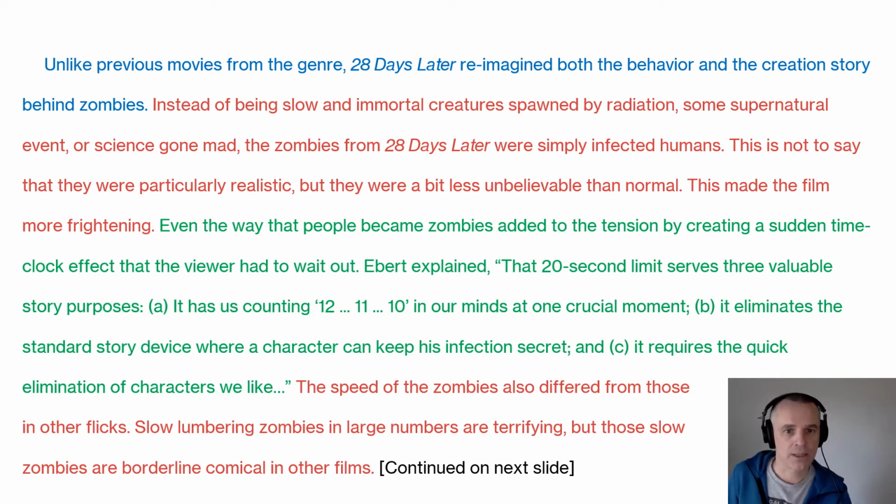The second few sentences are in red because that's concept development. This isn't evidence. This is just me, the writer, explaining the concept I'm trying to prove in a general analytical way. So I say some stuff about the zombies. Instead of being slow and immortal creatures, blah, blah, blah, the zombies in 28 Days Later were simple infected humans. It's not to say they're terribly realistic, but they're a little less unbelievable than other zombie movies. This made the film more frightening. So that's just philosophy. A lot of students will write a paper that is nothing but that. There's no evidence. At least you thought about it, but you really need to prove it.